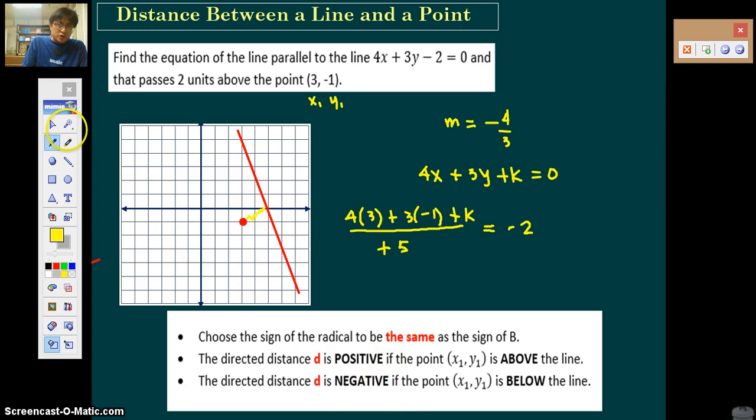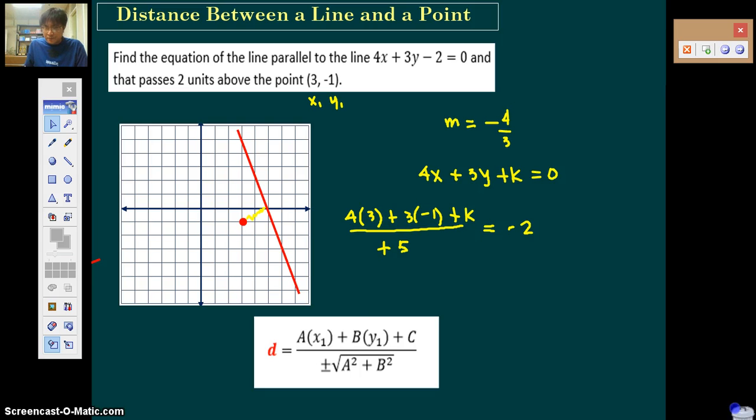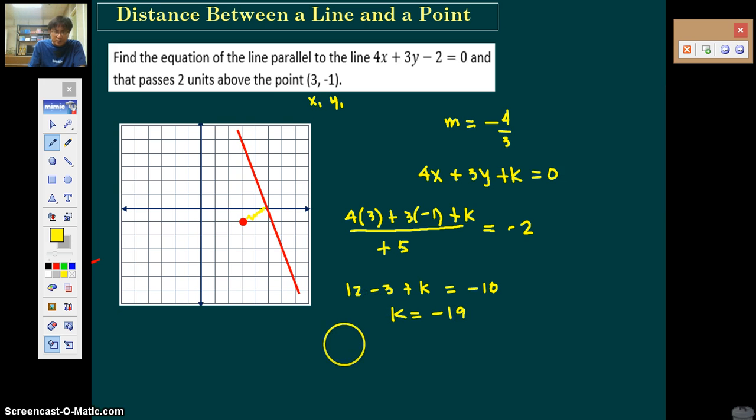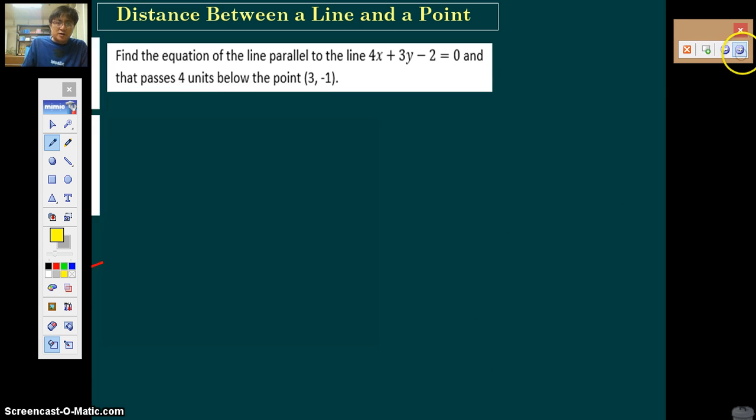So now we have the equation. All we need to do is solve for k, and we have the equation of our line. So you have here 12 minus 3 plus k is equal to -10. So we have 9 plus k is -10, therefore k is -19. So our family member that will pass 2 units above the given point is 4x plus 3y minus 19 equals 0. Now let's have another example.